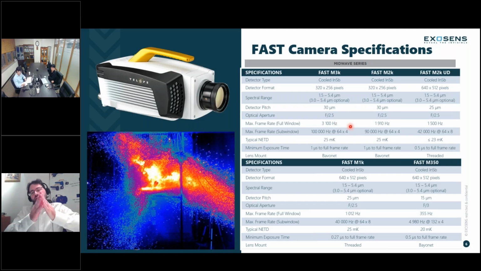And we have basically different types of camera going slower, but that can sometimes offer a larger spatial resolution with the M1K, M350, which won't necessarily go as fast and won't be as costly, but can offer more spatial information in your scene.